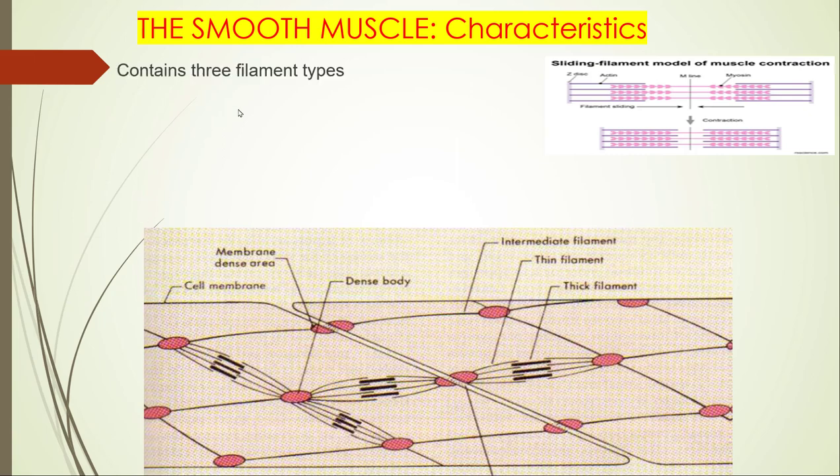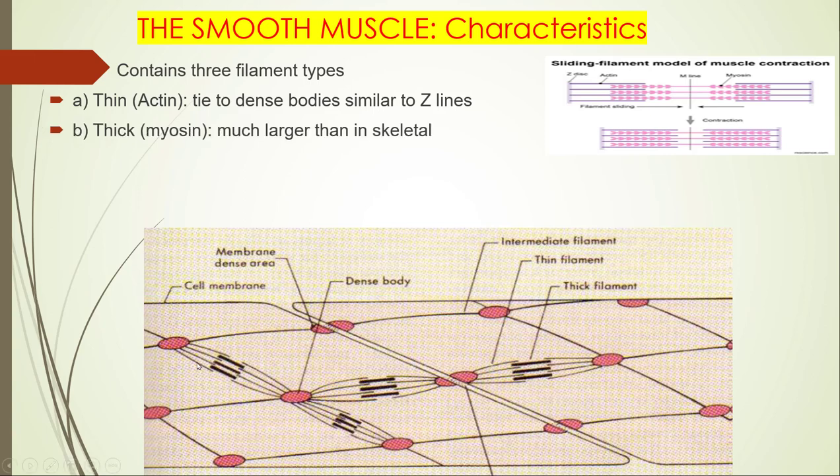Smooth muscle contains three types of filaments. One is the thin actin, tied to dense bodies similar to the Z lines. These are the actin filaments which are attached to the dense body, and the dense body is similar to the Z line. Then there is thick myosin; the myosin filaments are much larger than in skeletal muscle.